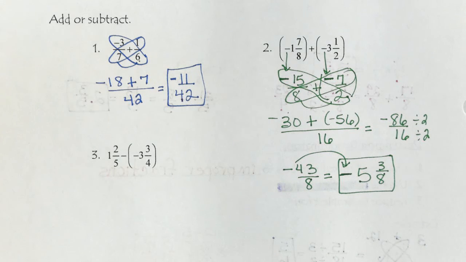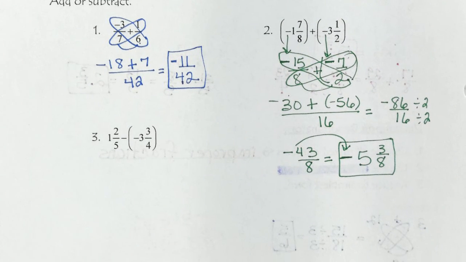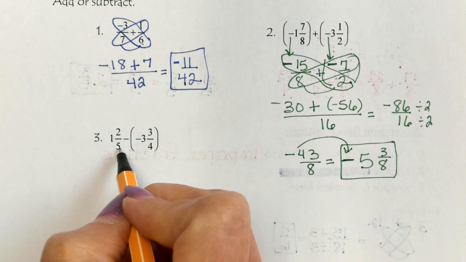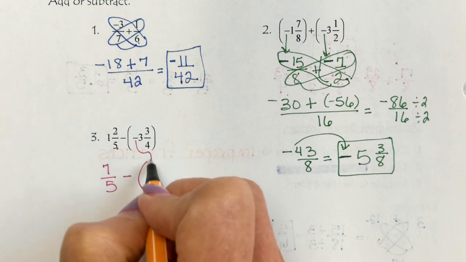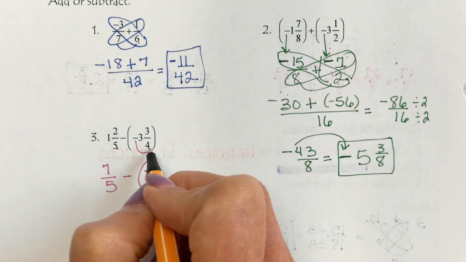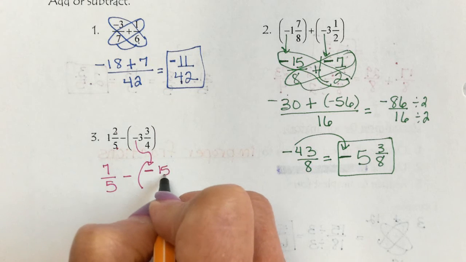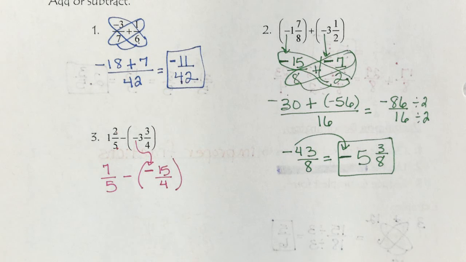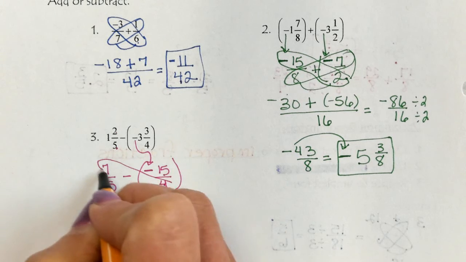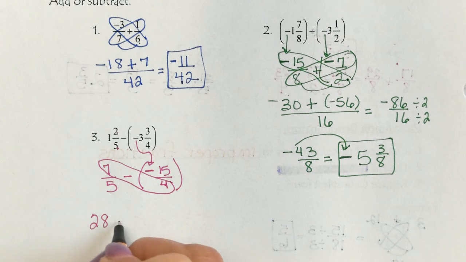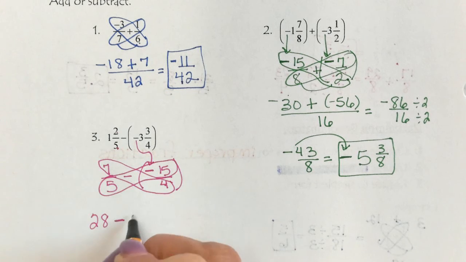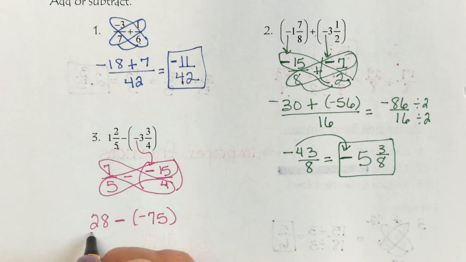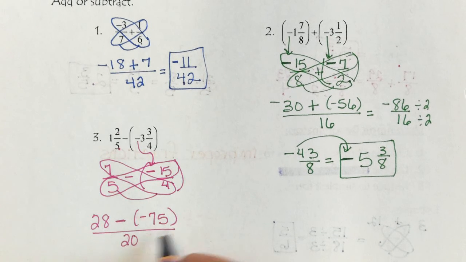Okay, and this is our last one for notes. Again, we're going to make these mixed numbers improper fractions. 1 times 5 is 5, plus 2 is 7. Fifths minus, we're going to bring this negative sign down. 3 times 4 is 12, plus 3 is 15 fourths. Okay, cross multiply. 4 times 7 is 28. Bring your subtraction sign. 5 times negative 15, be careful of that, is a negative 75. And then 5 times 4 is 20.